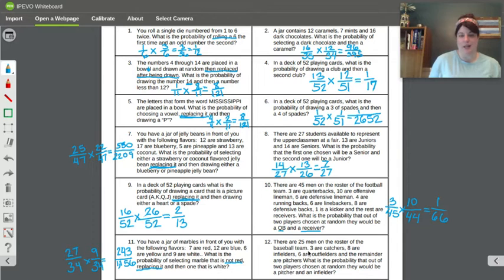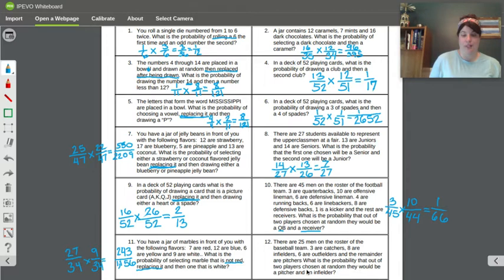All right, number 12. There are 25 men on the roster of the baseball team. 3 are catchers, 8 are infielders, 6 are outfielders, and the remainder are pitchers. What is the probability that out of 2 players chosen at random, they would be a pitcher and an infielder? So on our team, we have 25 players total. 17 of them are listed here in these other positions, which means that the remaining guys who are pitchers, there are only 8 of them.